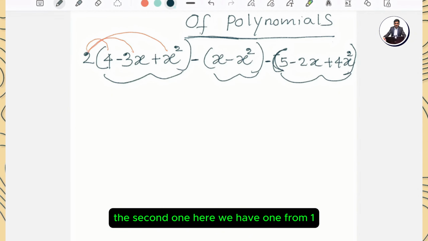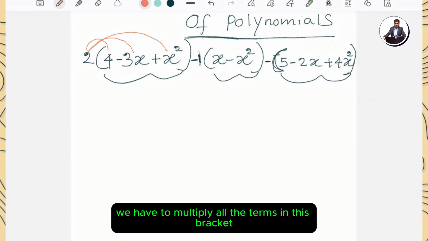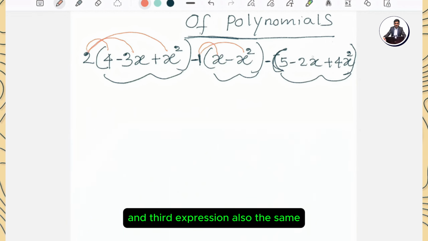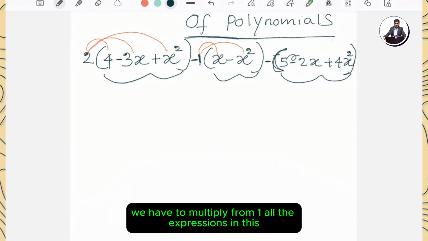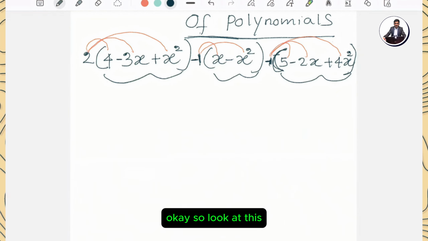For the second one, here we have 1. We have to multiply all the terms in this bracket by 1. And the third expression is also the same. We have to multiply all the terms inside the brackets by 1, right? Okay, so look at this.